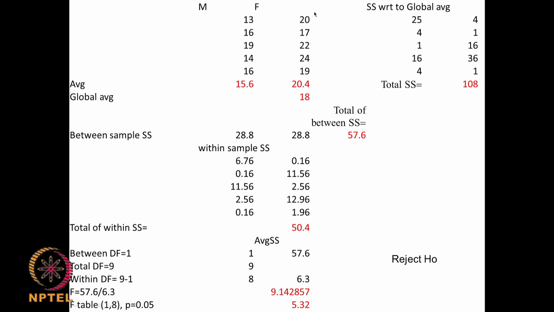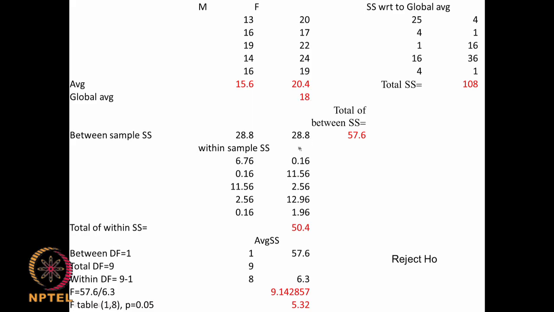So, I took the same male data, female data. Okay. Average of male is 15.6, average of female is 20.4, the global average, that means you add up all these and divide by 2, you get 18. So, X double bar is 18. Okay. X double bar is 18.